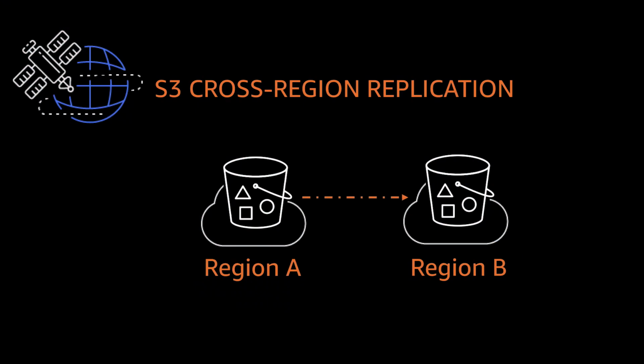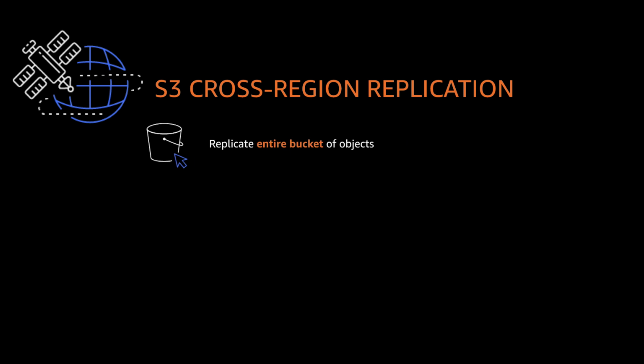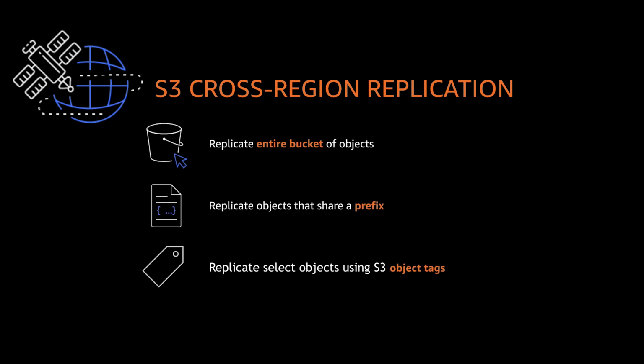When an object is replicated into another AWS region, by default, all of the object's metadata, access control lists, and object tags are also replicated. Any further changes made to the source object's metadata, access control lists, or object tags also trigger a replication to the destination. With CRR, you also have the added flexibility to be more granular with the scope of replication. You can choose to replicate entire buckets, objects under a shared prefix, or at the object level using object tags.